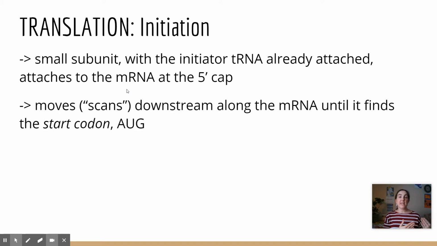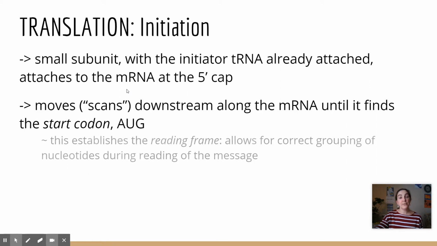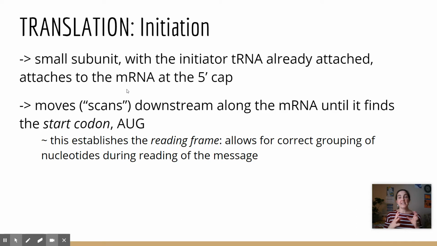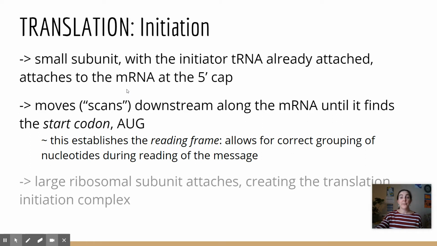And then it begins scanning downstream along the messenger RNA until it finds the start codon, AUG. So that initiator tRNA is the one that is complementary to the codon AUG and carries the corresponding amino acid, which is methionine. Once it finds that start codon, that sets it in the right spot. It establishes what's called the reading frame. So the groups of 3 nucleotides from that point on will be correct during the reading of that message.